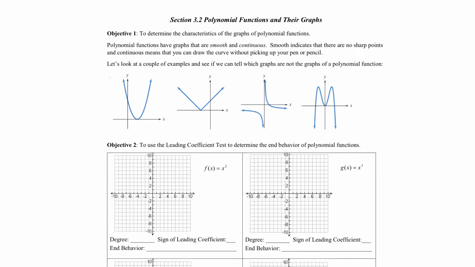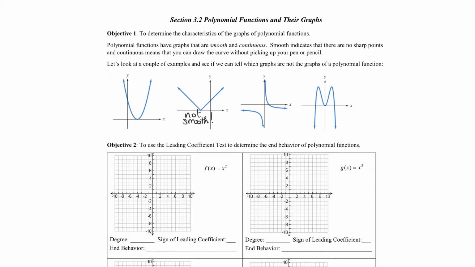So let's look at a couple of examples and see if we can tell just by looking which graphs are not the graphs of polynomial functions. We can tell by looking that this one could not possibly be the graph of a polynomial function because it has a sharp point. It's not smooth. So it is not the graph of a polynomial function.